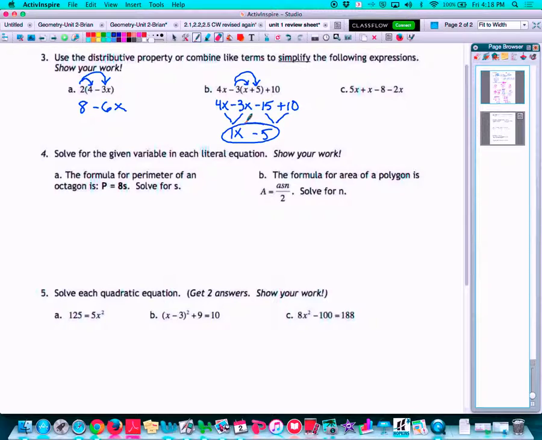Part C, we don't have any distributive property, but we do have like terms. So the three x terms, 5x, x, and a minus 2x would be 4x. And then we've got just the minus 8.